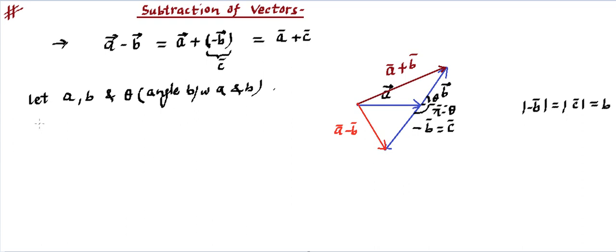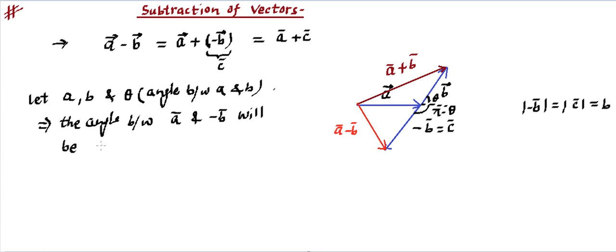That will imply the angle between a vector and minus b vector, which we are calling a c vector, will be equal to pi minus theta. So if the angle between a and b is given to us as theta, then the angle between a vector and minus b vector will be equal to pi minus theta. This we can make a difference.